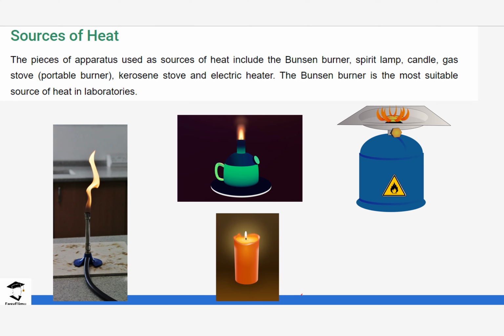In the lab, we have the Bunsen burner, which is this. And then we can also use the spirit lamps. We have the candle, and then we have the gas stove or the kerosene stove, depending on what is in the gas jar. And then we also have the electric heater, although the one that we commonly use in the laboratory is the Bunsen burner, and that is what we are going to focus on. But in some cases, other sources of heat also can be used in situations where the Bunsen burner is missing.